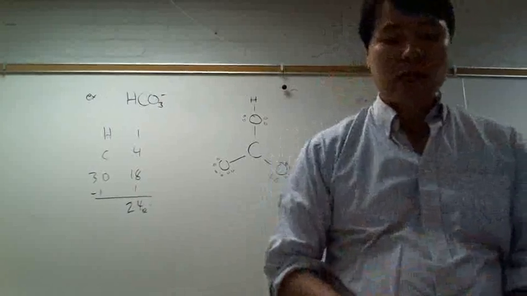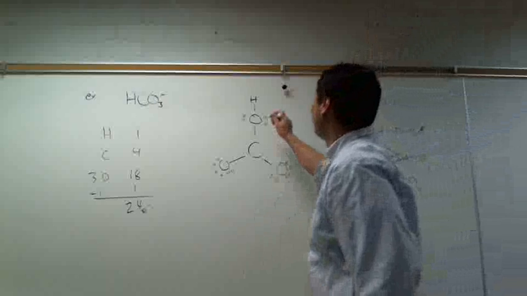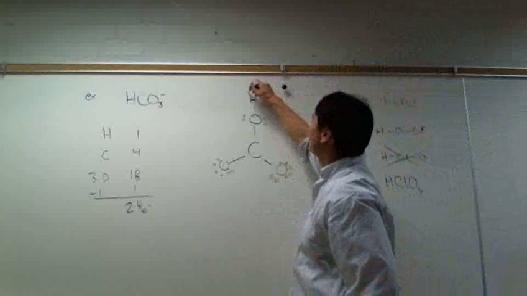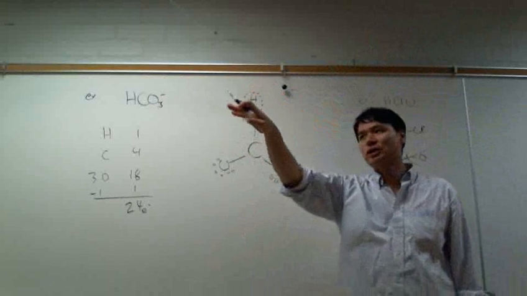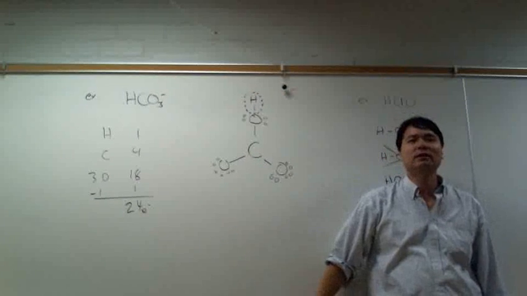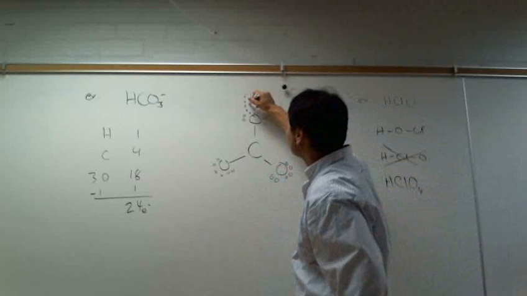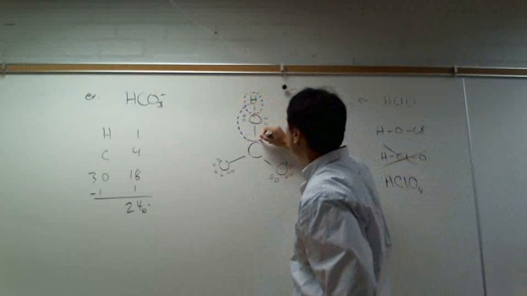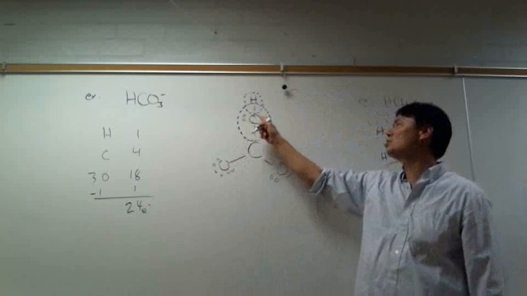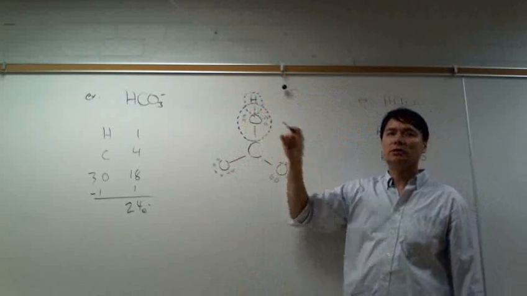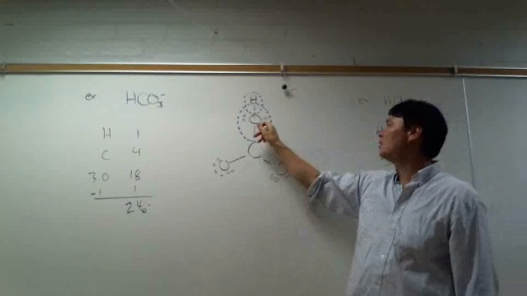How do you count octets? We look at the total number surrounding. So hydrogen has what we call a duet. That's fine because to fill the first shell, we only need 2 electrons. But oxygen's in the second shell. In the second shell, we need 8 electrons, and this oxygen has 8 electrons. But when we do octets, we always double count. It's the total number surrounding.